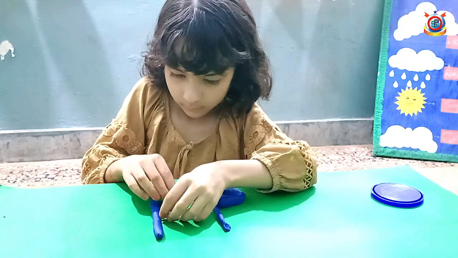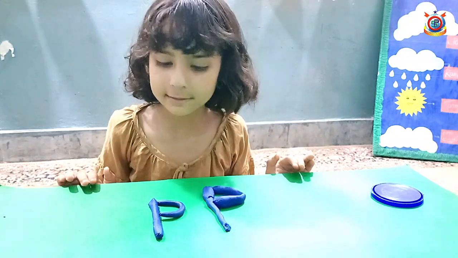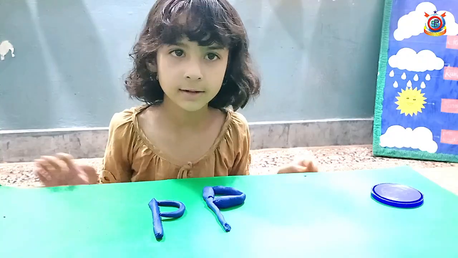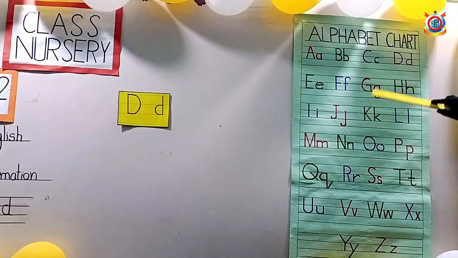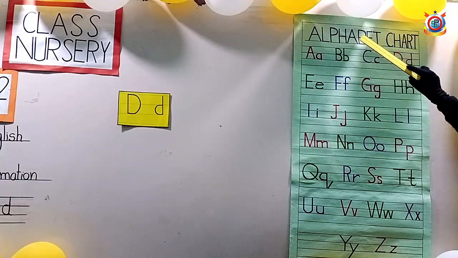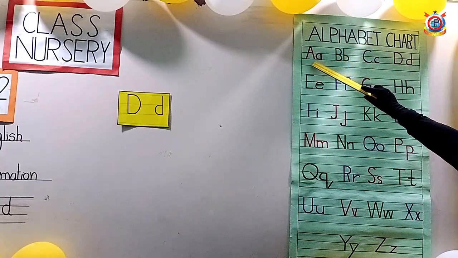All the way round, up and down. Very good. Okay, students. Now look at this alphabet chart. We will revise from A.